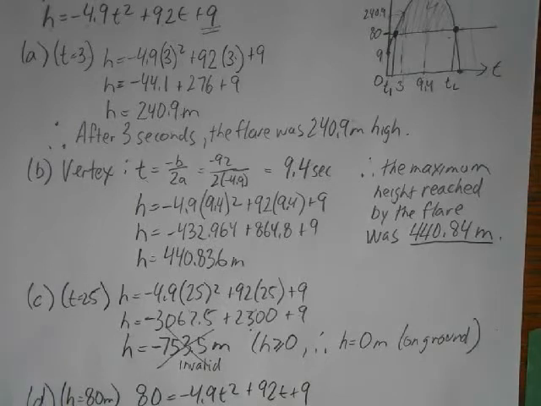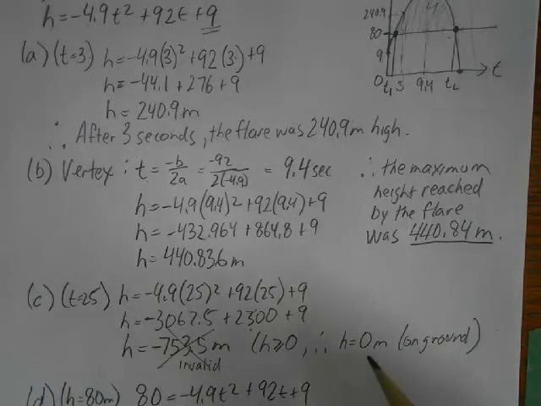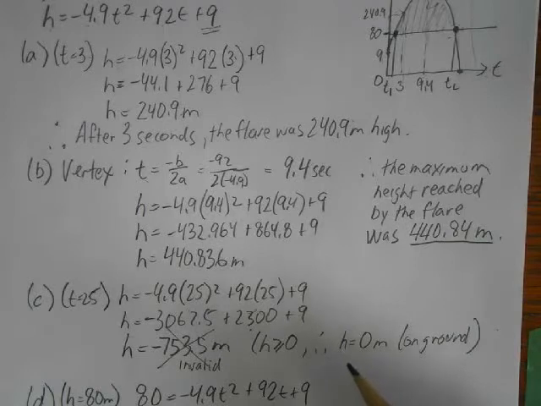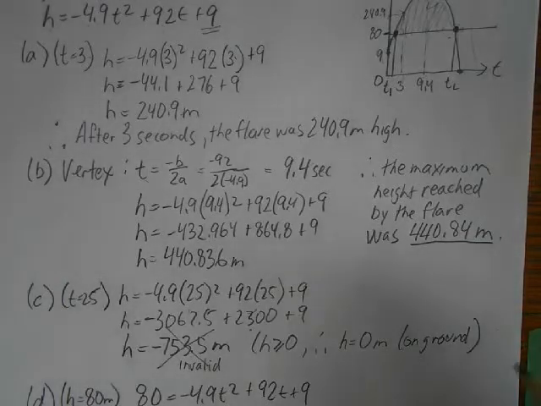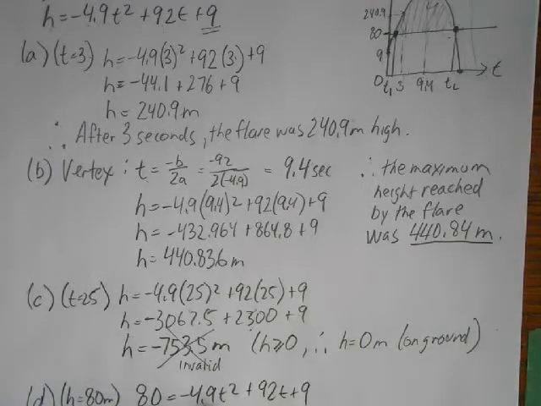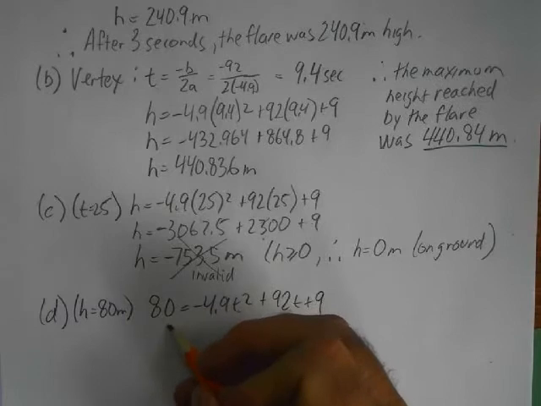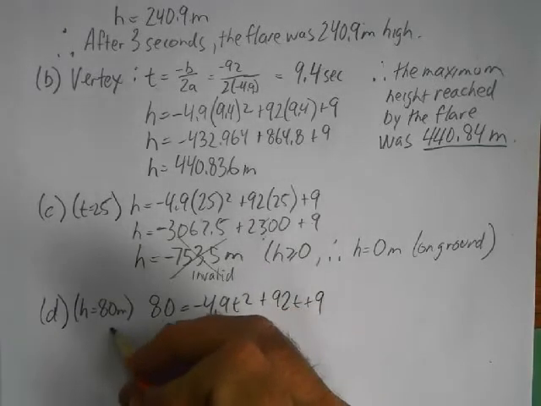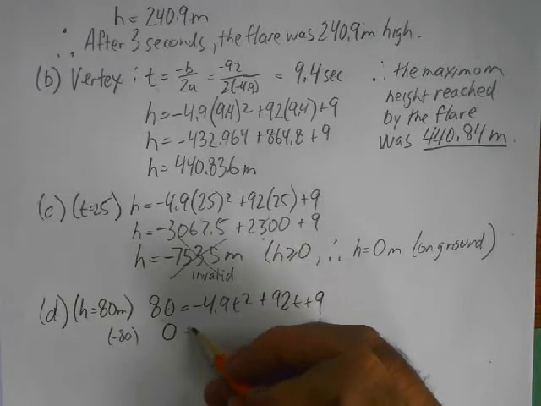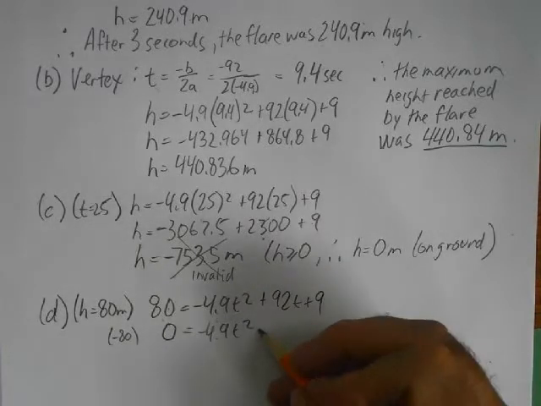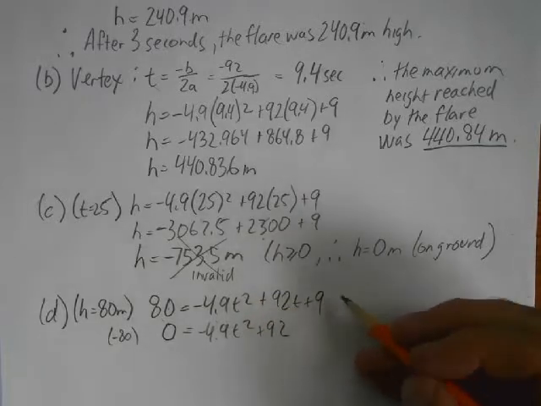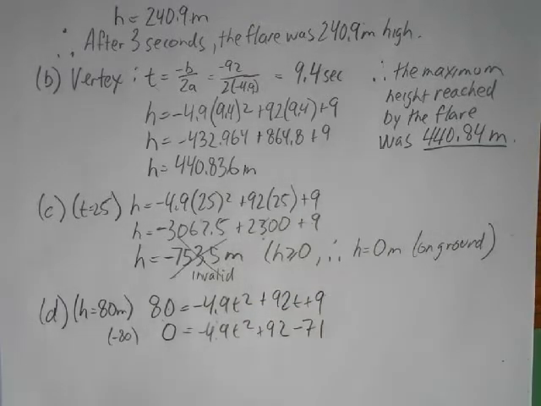We can use either factoring or the quadratic formula. I almost always would recommend the quadratic formula, especially when you have negative numbers and decimals, and the fact that not everything's going to be factorable. I'm pretty sure in this case it's not factorable. But either method, I need to have a 0 here. So I'm going to subtract 80 from both sides to make that a 0, and I get negative 4.9 t squared plus 92t, and 9 minus 80 is negative 71.